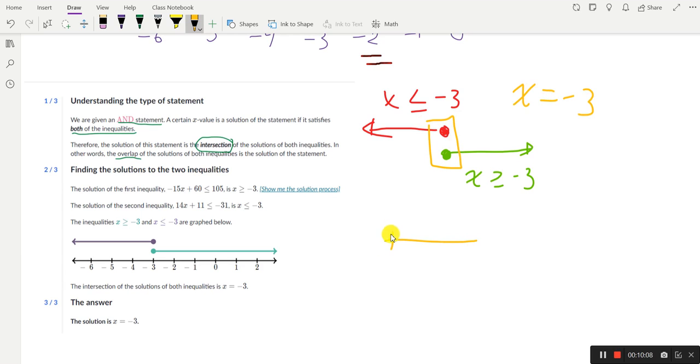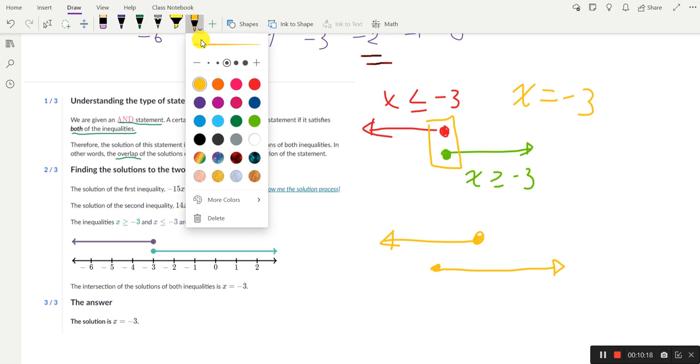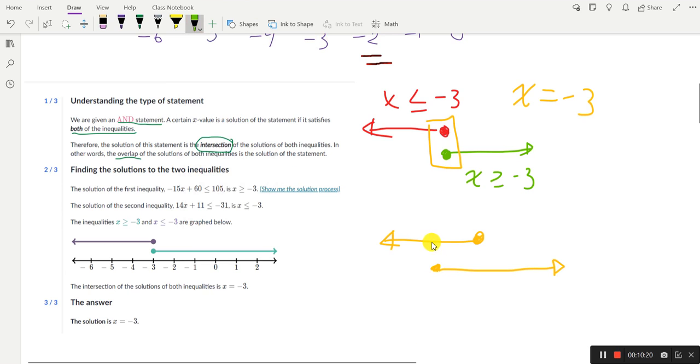If you had another one, and we'll probably see another one, if you have one that goes from here to here, and let me choose a different color. Look, this would be the overlap. That's the overlap, this part from here to here. That region is the overlap. But in this case, the only overlap is -3, okay? Because they're both saying that it's equal to. So that's the only overlap.